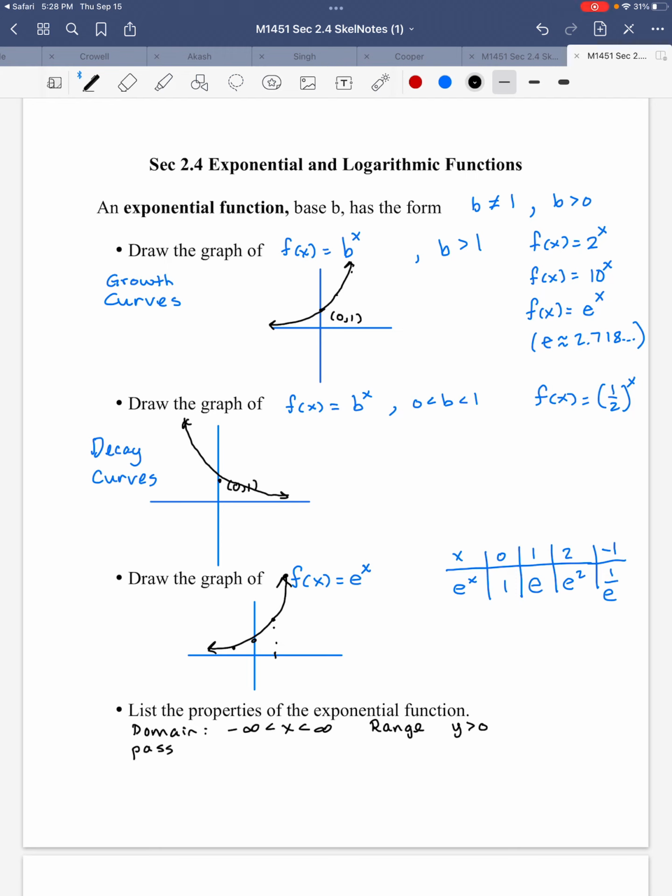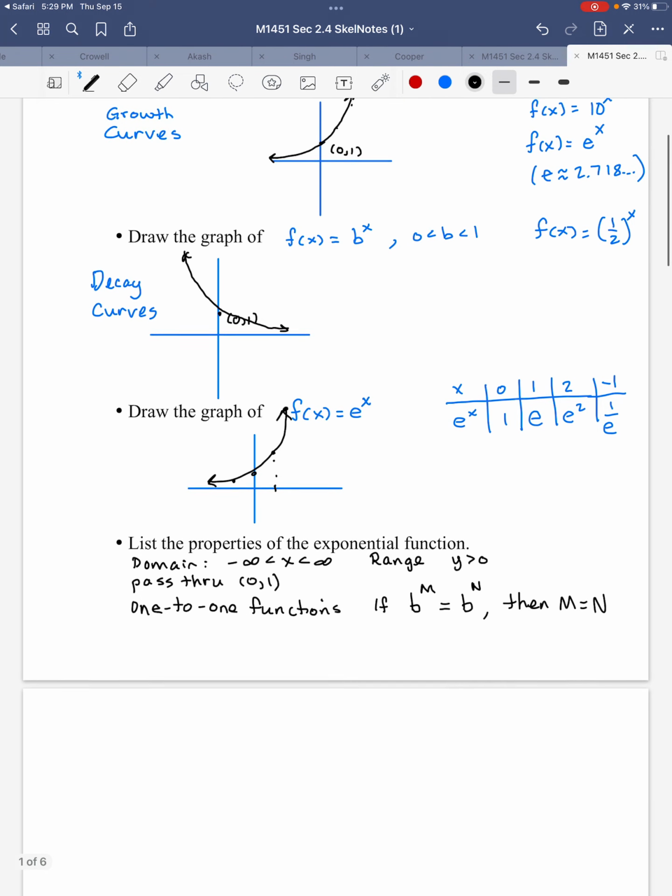All of these pass through (0, 1). And they're one-to-one functions. They'll pass the horizontal line test. One-to-one functions mean that if b to a power, let's say m, is equal to b to another power, bases are the same, then that can only happen if the powers are equal. Another byproduct of one-to-one functions is they have inverses, and that's where logarithms are going to come in.